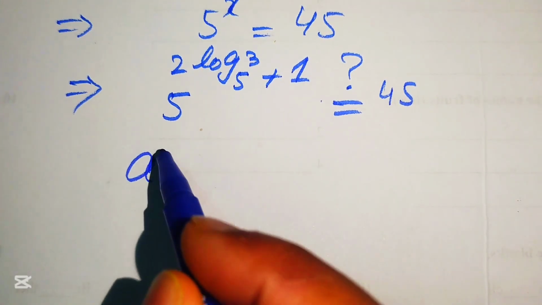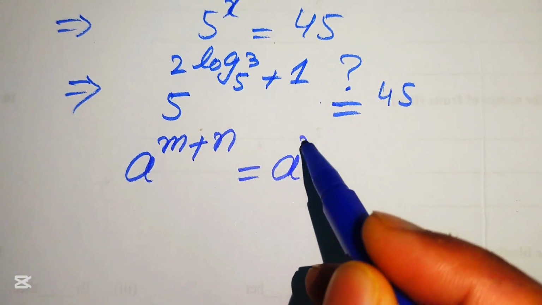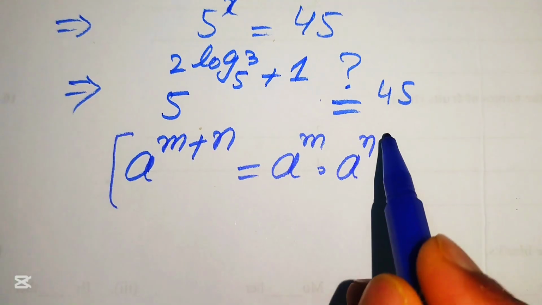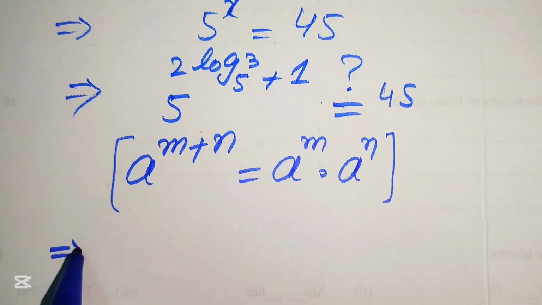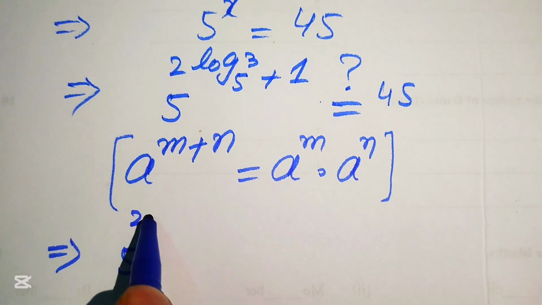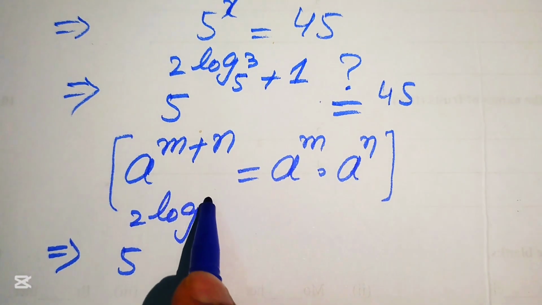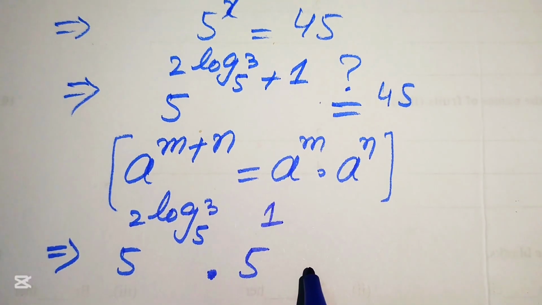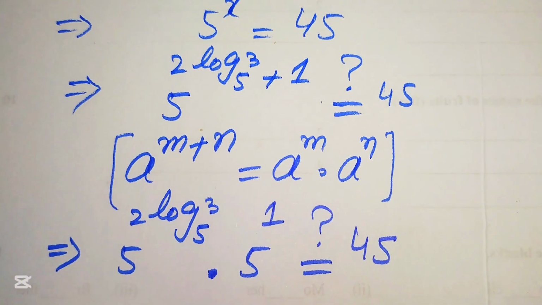Okay, so now we need to apply the nice property of exponents. You know that if we have a to the power of m plus n, it equals a to the power of m multiplied by a to the power of n. So according to this, we need to break our above equation, and it will be written as 5 to the power of 2 times log base 5 of 3, times 5 to the power of 1. So here we check whether this equals 45.